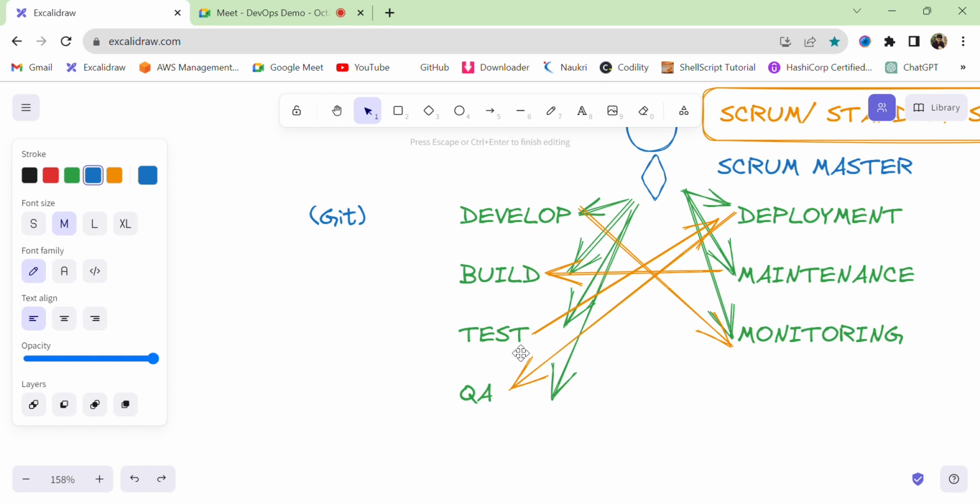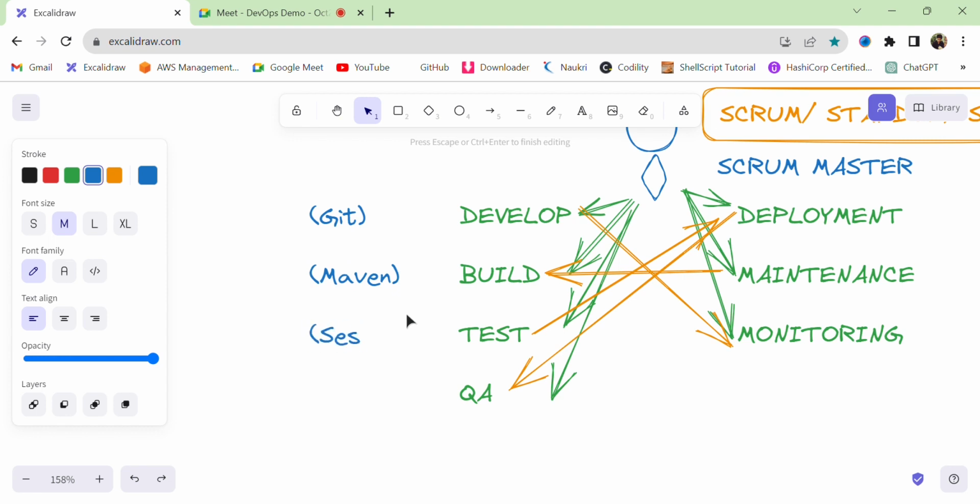Whatever updates there were, they would keep on updating on a daily basis. So the development team was told to use Git. The build team was told to use Maven. Maven is a build tool. I'm just giving an example; there are different other tools also. The build team was told to use Maven so that you can simply build it rather than doing it manually.